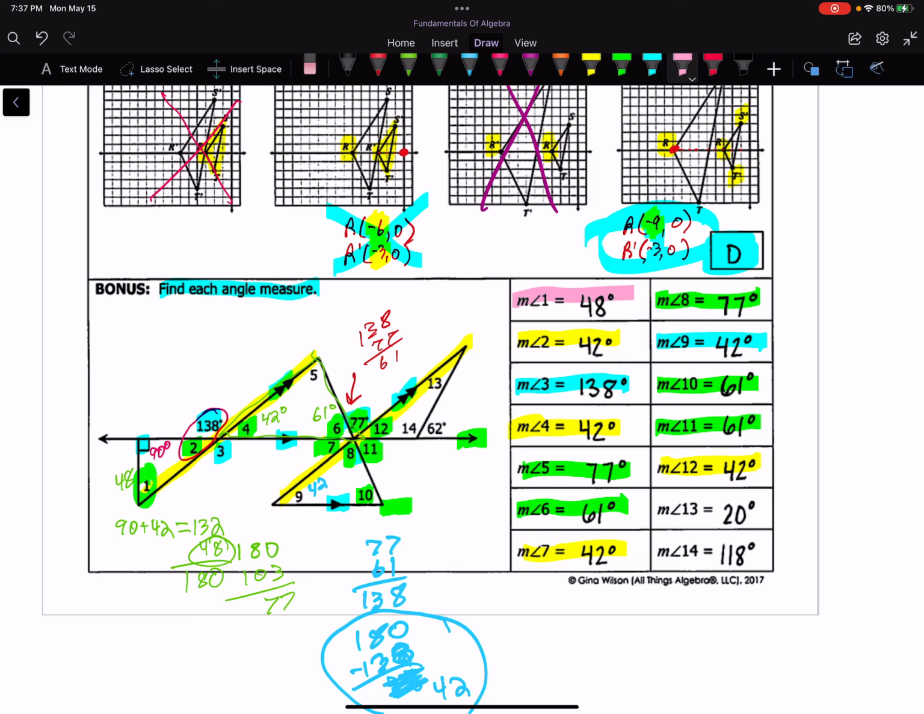And angle 13. Well, let's figure angle 14 right there. Supplementary. 180 minus 62. So angle 14 is going to be 118. There we go. And then we take our 3 angles here. We know 12 is 42. We know 14 is 118. So 118 plus 1 plus 42 gives us 160. Leaves 20 left. And there we've got all the angles.